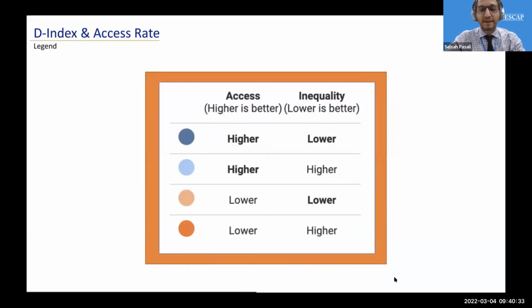Let's now look more in detail at the relationship between access and inequality. When Sejal was replying to one of the questions in chat, she mentioned this, and we'll be spending a bit of time on that relationship. Our legend remains similar to the LNOB tree analysis with our color coding. Dark blue is the preferred situation with higher access and lower inequality, while dark orange should ring the alarm bells as it represents lower access and higher inequality.